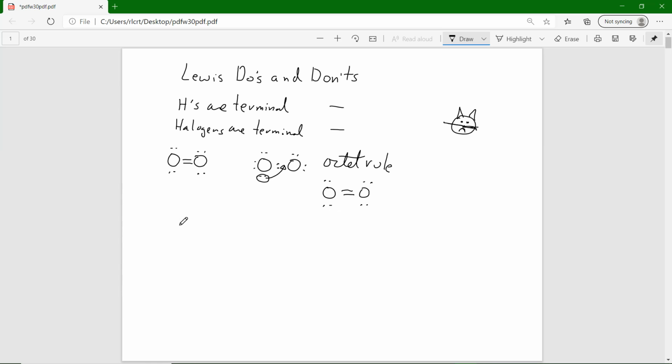Now central atoms only happen with 3 or more atoms, and if I write OF2, I see some kids do this. They say, oh, there's an O, then there's an F, then there's an F. And I say, no, no, no. This is just known as the molecular formula, OF2.